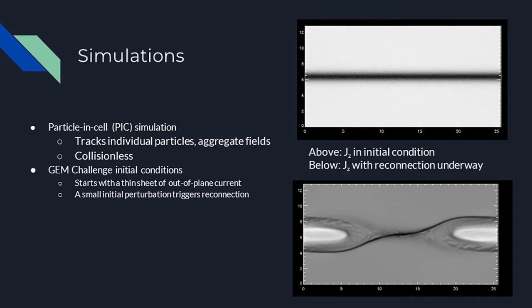In all the simulations we're going to show you today, the initial condition will be, as you see above here, with a thin into-plane current sheet in the middle of the box. And after reconnection gets going, that current sheet develops into these two magnetic islands that you see in the lower panel.